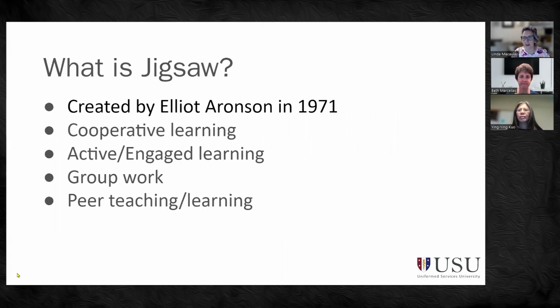Thank you very much. Well, we're going to get started today, and we'll first look at what exactly is Jigsaw. It is a technique that was actually created several decades ago by Elliot Aronson in 1971. It was originally conceived as a way to combat racial bias among elementary age students. And then he used it with his graduate students to help in the desegregated South to overcome distrust and misunderstandings with a diverse group of learners.